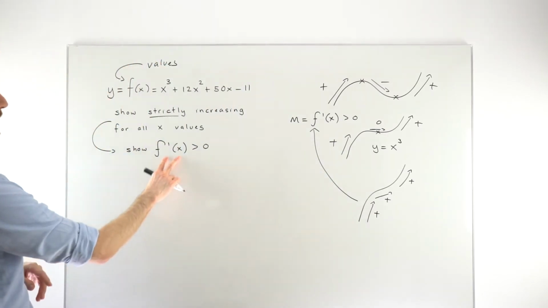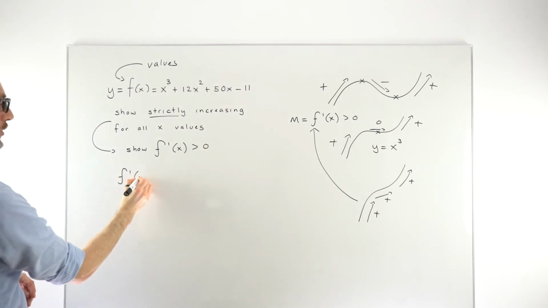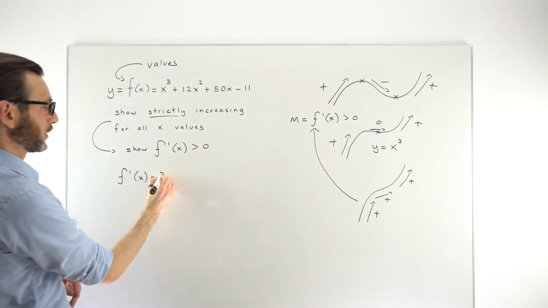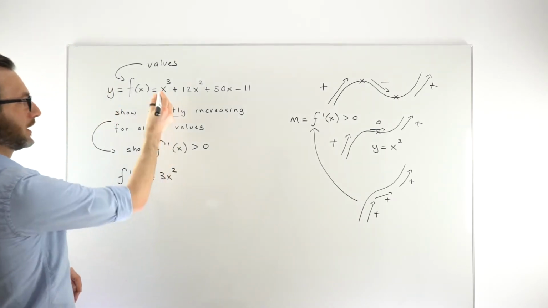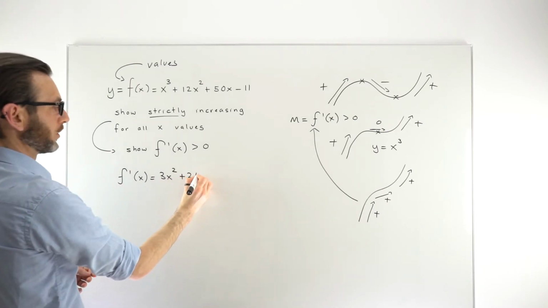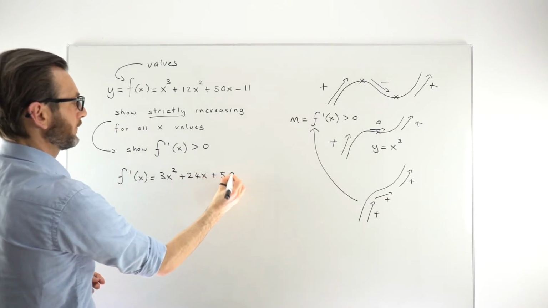Well, let's start by taking our derivative. So we've got our function, we can take our derivative. So f dash of x, just using the normal power rule for this, so just differentiating as you normally would to get 3x squared for the first term. So just multiplying by the power and reducing the power by 1. So 24x for the second term plus 50.